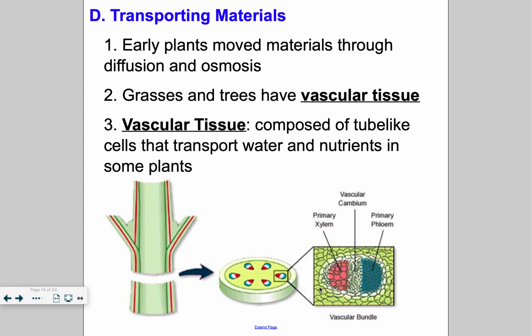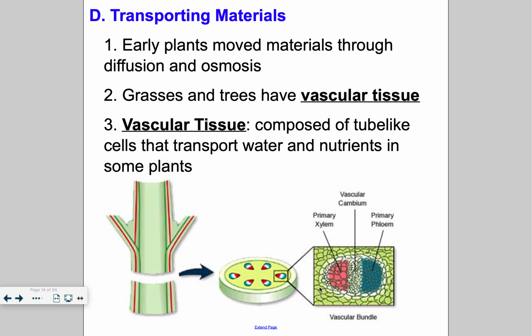Okay, third adaptation in plants that allowed them to thrive on land was transporting materials a little bit more efficiently. So early plants, the only way they could move materials was through diffusion and osmosis. And if you don't remember what those two terms were, diffusion was movement of high to low. Okay, movement of high concentrations to low concentrations. Osmosis dealt with the movement of water, the movement of high water concentrations to low water concentrations. So they didn't require any energy, but obviously this is not going to be very efficient because it's just slow.